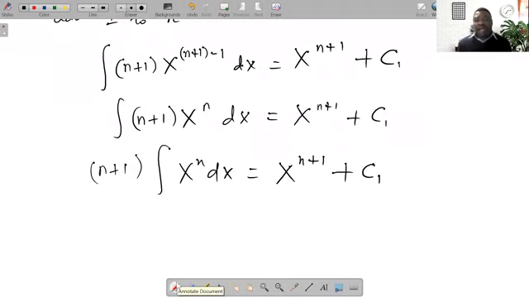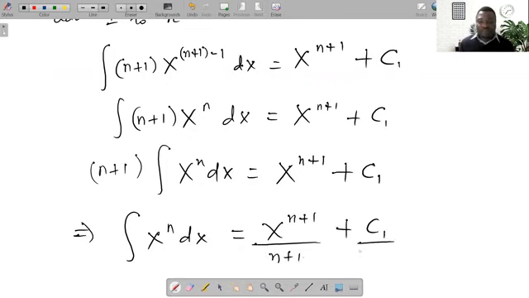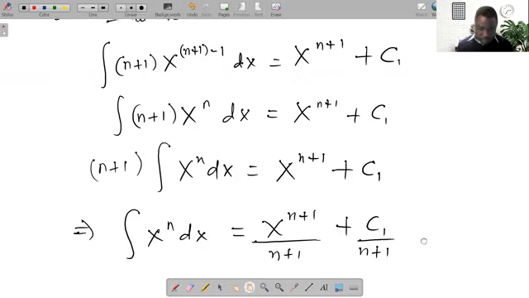Now from here, I can isolate the integral of x to the n dx, okay? And if that is going to be the case, I have to divide each side of the equation by n plus 1. So that means that I'm going to have... Are we good? Yes.